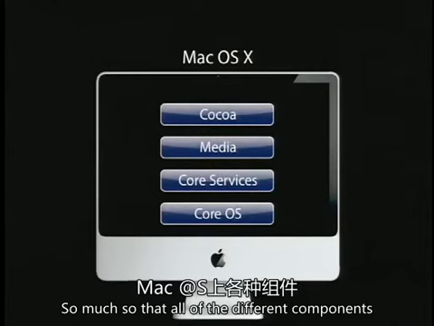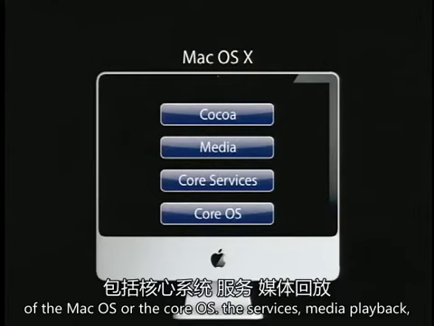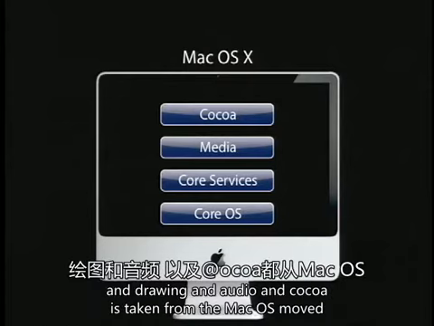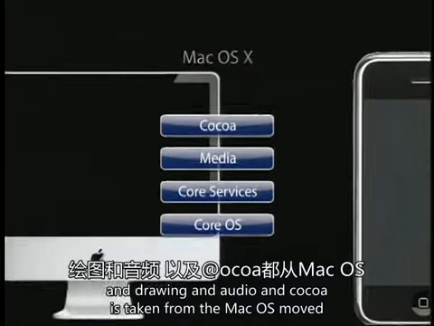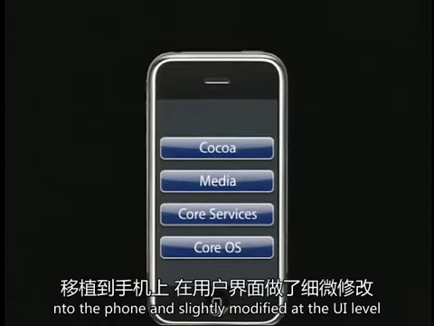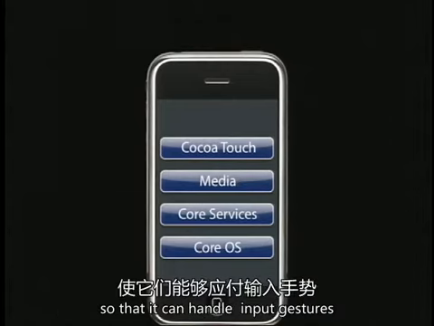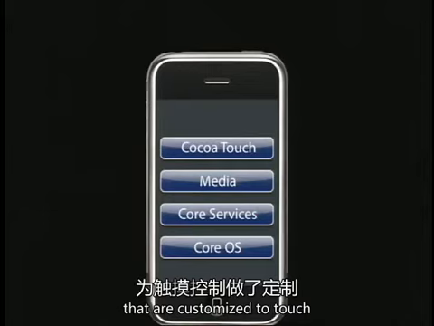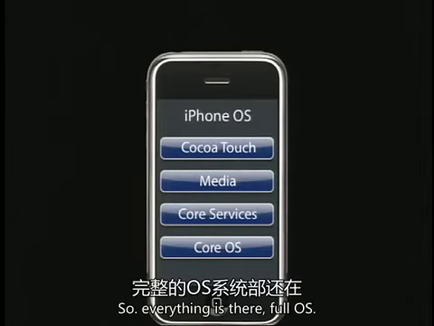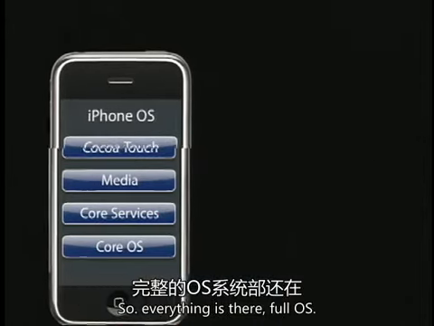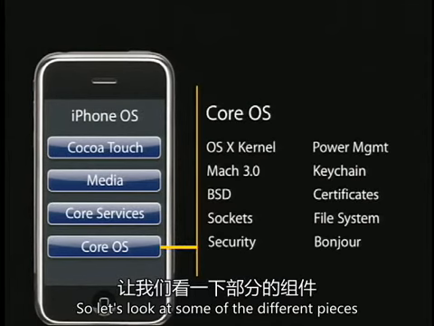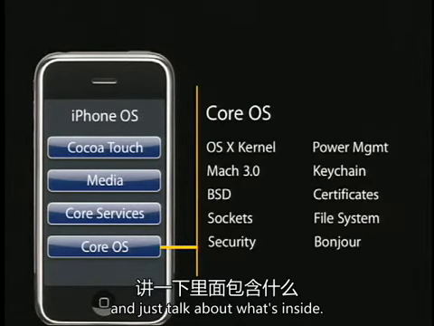So much so that all of the different components of the Mac OS, the core OS, the services, media playback and drawing and audio, and Cocoa, are taken from the Mac OS, moved into the phone, and slightly modified at the UI level so that it can handle input gestures that are customized to touch. So everything's there, full OS. So let's look at some of the different pieces and just talk about what's inside.